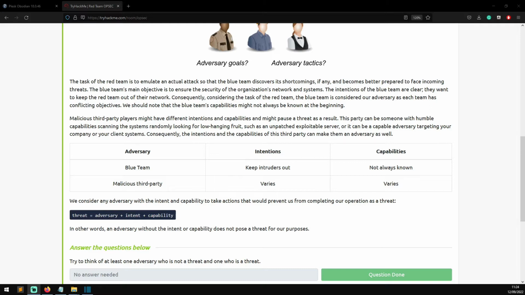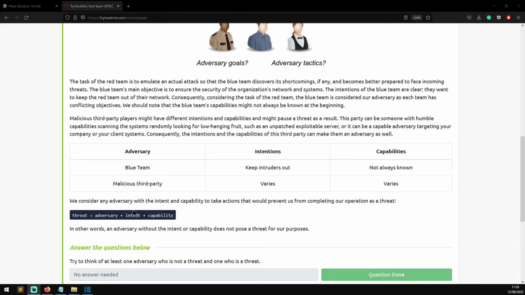Malicious third-party players might have different intentions and capabilities and might pose a threat as a result. This party can be someone with humble capabilities, scanning the systems randomly looking for low-hanging fruit, such as an unpatched exploitable server, or it can be a capable adversary targeting your company or client systems. Consequently, the intentions and the capabilities of the third party can make them adversaries as well. Adversary blue team, intentions keeping true, capabilities not always known. Adversary malicious third party, varies.